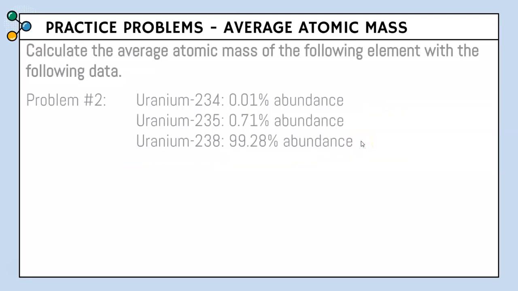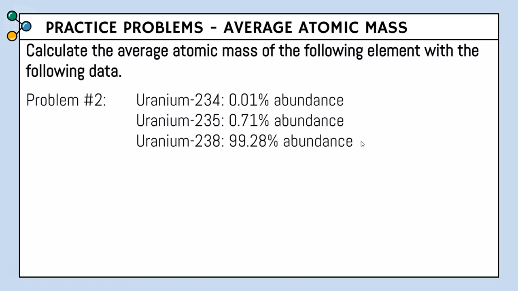So moving on to problem number 2. We have uranium, but now we have 3 data points for uranium. So we're going to first look at our first isotope information. Our mass is 234, so we're going to start that off.